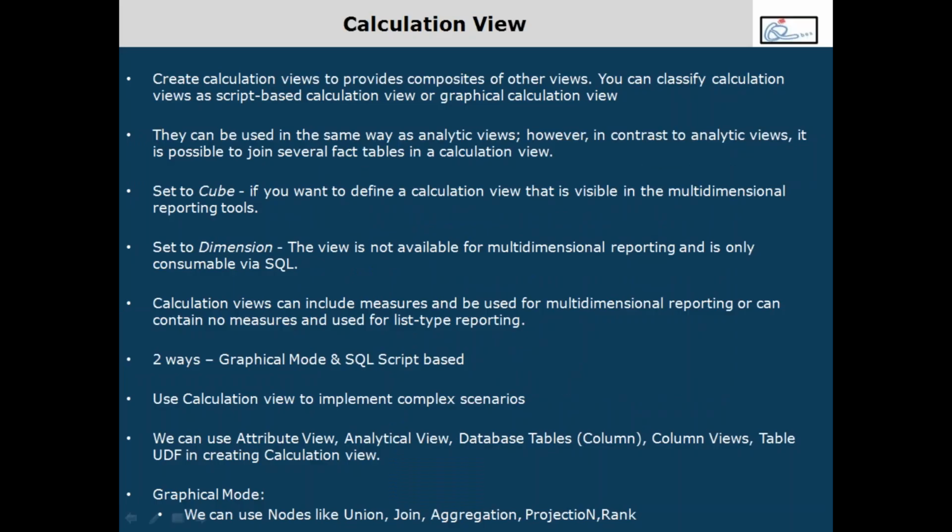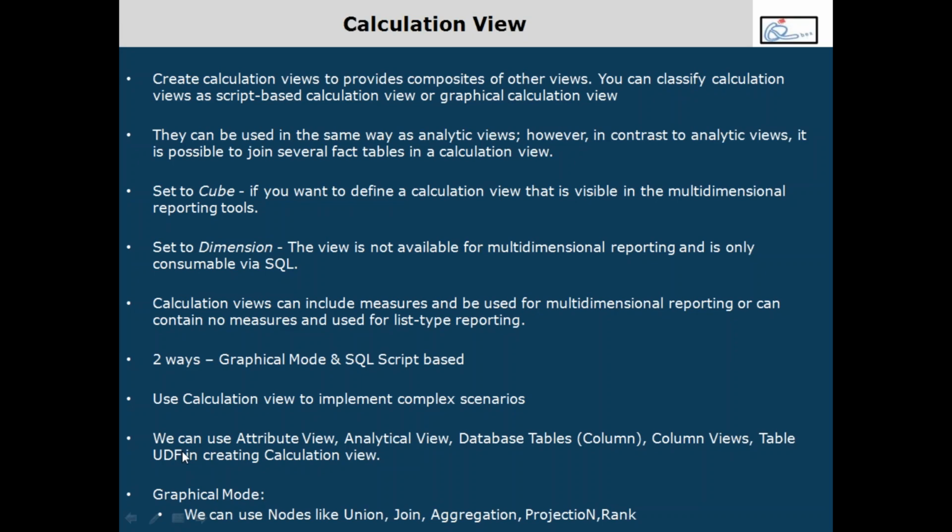Next, you know about the data category property. When you're creating a calculation view, we can have cube, dimension, blank, and star join. And there are two ways of creating a calculation view, which could be graphical mode or scripting based calculation view. So we use calculation views to implement complex scenarios. Now next, this is a very, very important point.